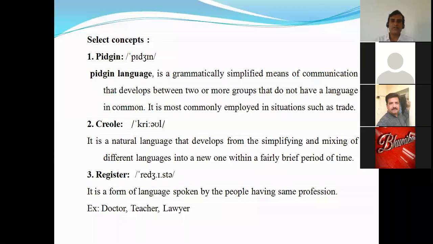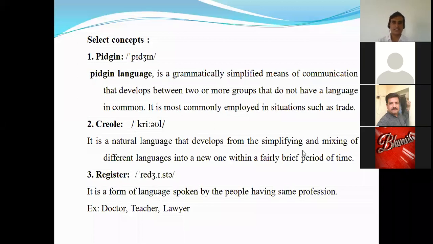It is a natural language that develops from the simplifying and mixing of different languages into a new one within a fairly brief period of time. The next term is register. It is the form of a language spoken by people having the same profession. In simple words, the language used by a group of people having the same profession is known as a register in English. For example, doctors have their own register: injection, capsule, operation theater, patient, ambulance. These words are often used by doctors. So doctors have their own register. Teachers have, for example, students, blackboard, benches, college, like this.